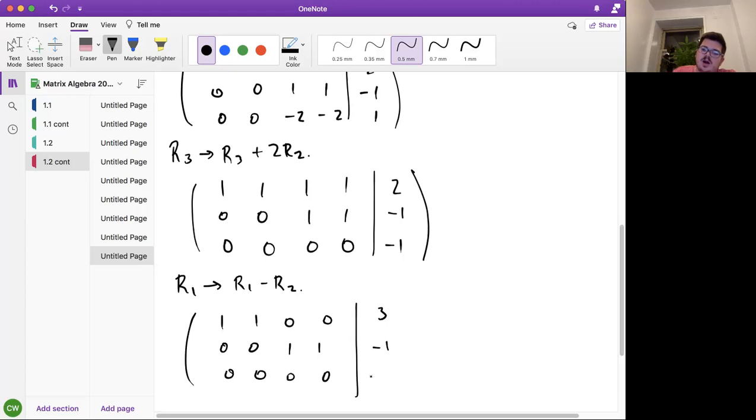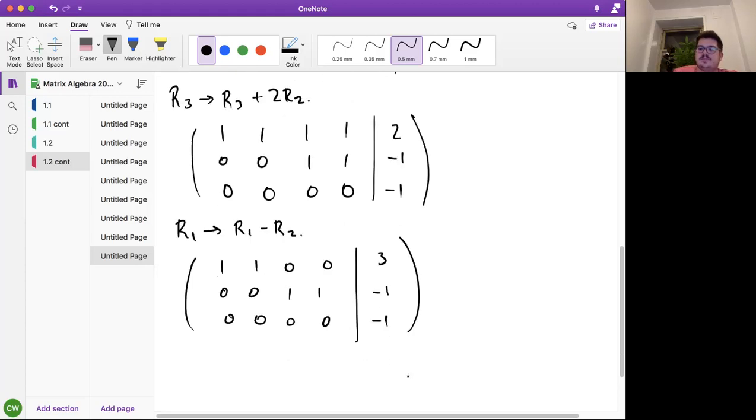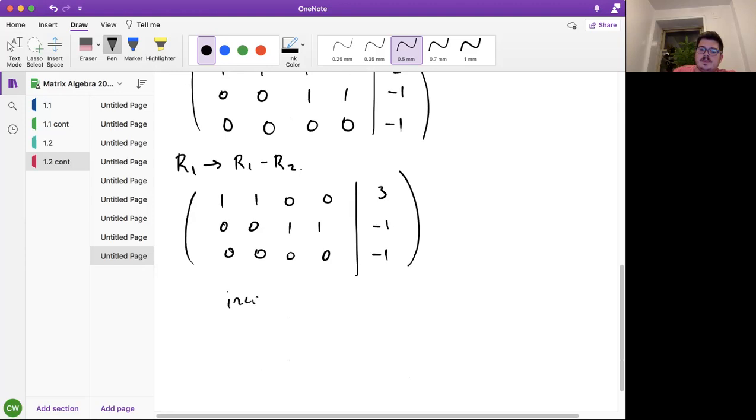Yeah, can you explain why this is inconsistent? What does the third row say? Yeah, because 0 equals -1. So there is no solution. Okay, so we had a 0 solution. All right, any questions on that?